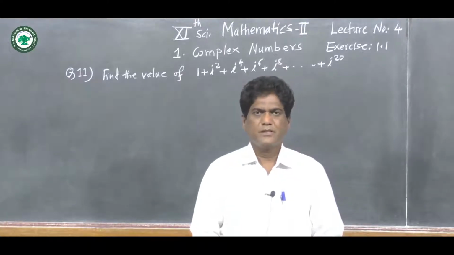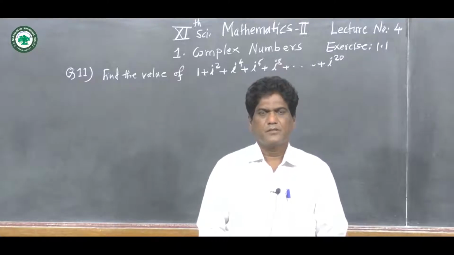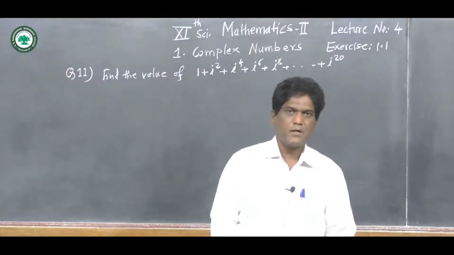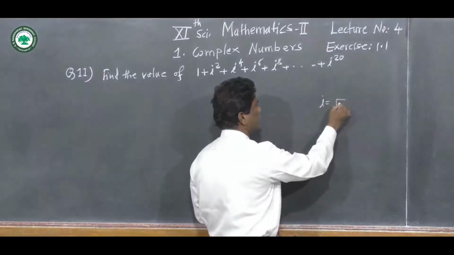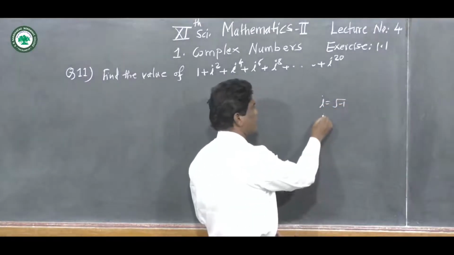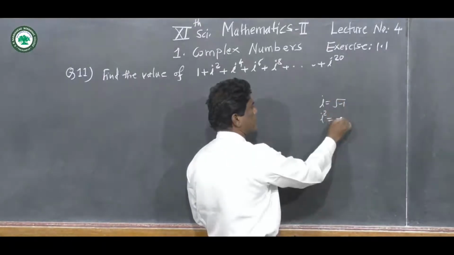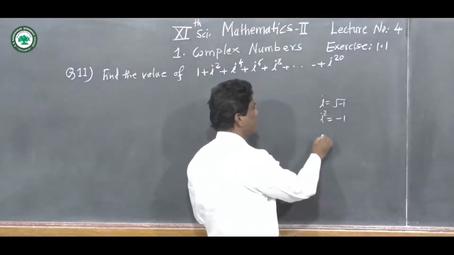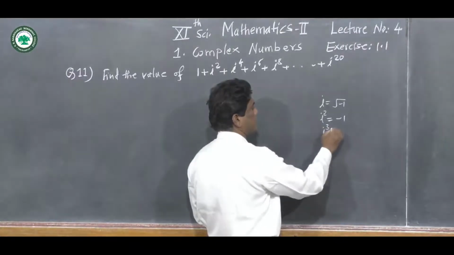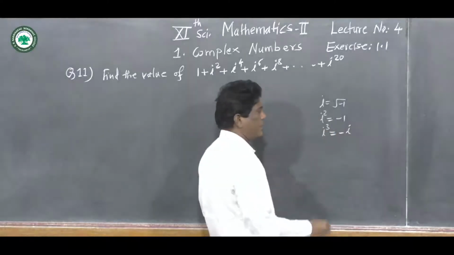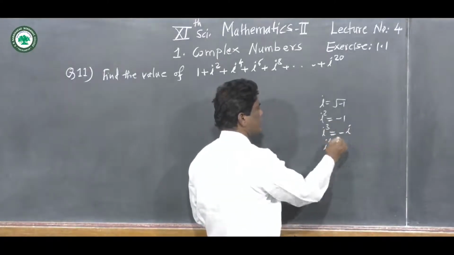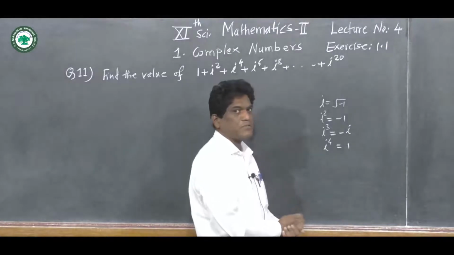In the previous video lecture, we completed questions 1 to 10, and today we start question number 11. Here we have seen the powers of i. We know i is equal to the square root of minus 1. Then i squared is equal to minus 1. i cubed is i squared into i, which is minus i. And i to the power 4 is equal to 1. These are the powers of i.